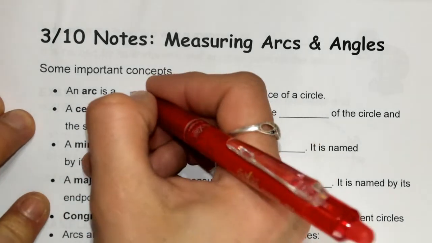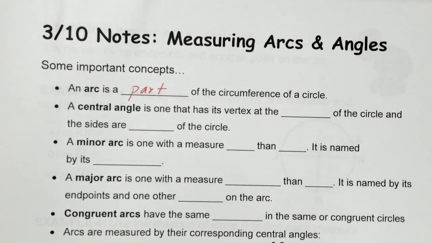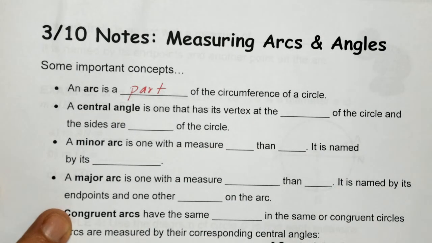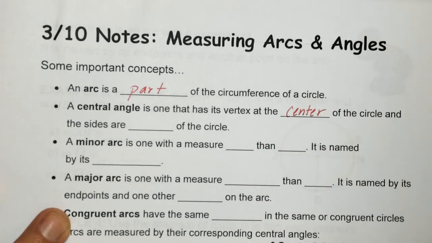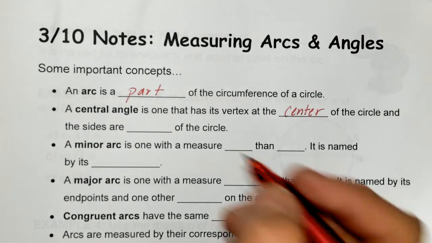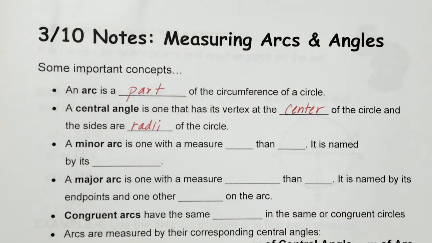Our arc is going to be a part of the circumference of the circle, so just a little chunk of all the way around. Your central angle is one where the vertex is going to be at the center, hence the word central angle. And these sides are the radii, plural for radius, of the circle.